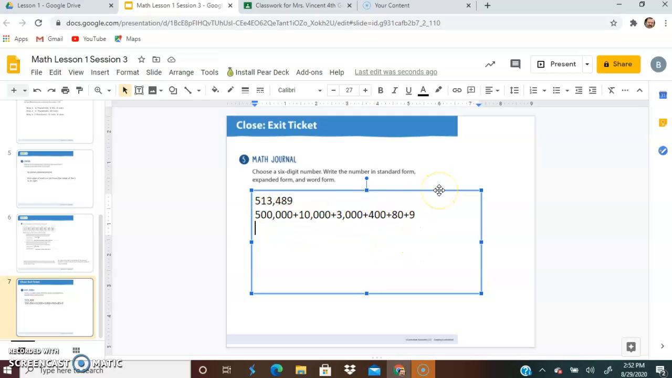Okay, now to write it in word form, remember that you just spell it out. So this one, just like I would say it, 500,000, 513,000, comma, 480. Remember, if it ends in that TY, you're going to put the dash 9. Okay, that's just my example. Yours may look different, but it should follow the same pattern.